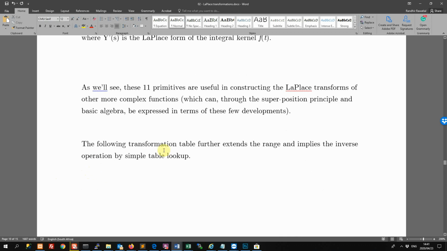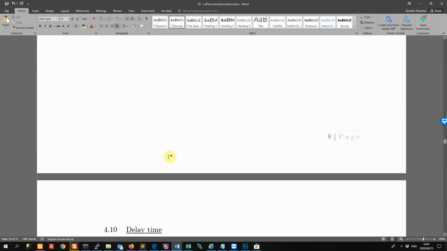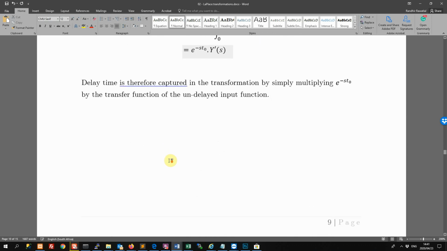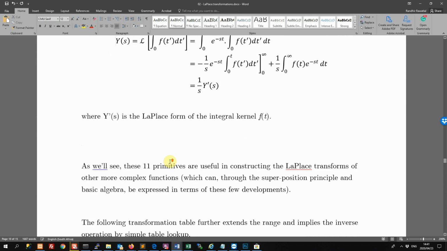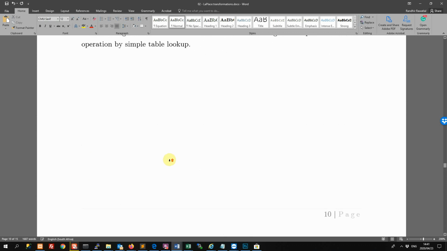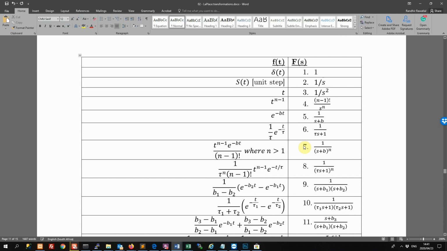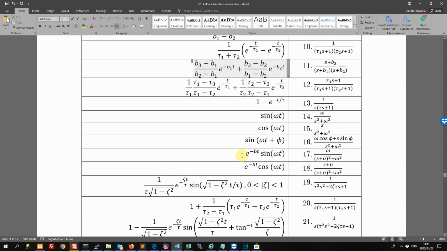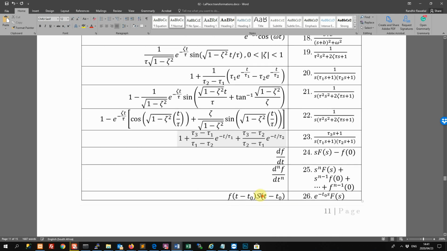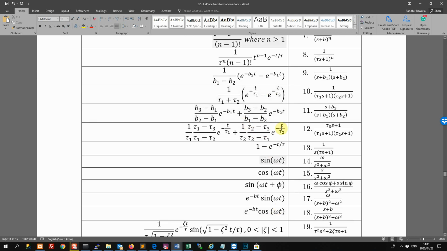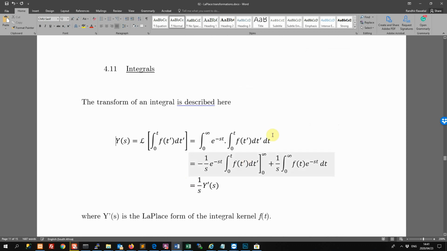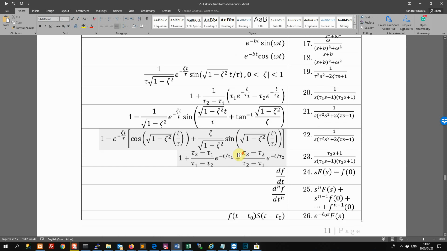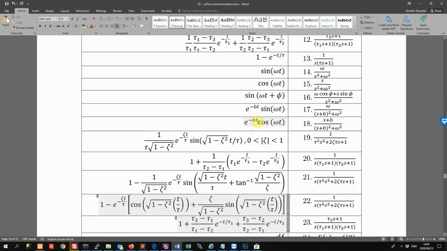Okay, so we can regard these 11 transformations as primitives that we can use to construct the transformations of more complex functions. And in fact, we have a lookup table here with more complicated functions involved. We're not going to go through the derivations for all these, because you can do all of them as linear combinations of these 11 base types. So we have this nice table of about 26 transformations.